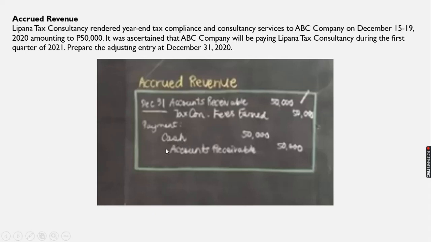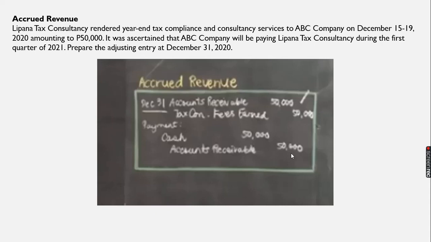Syempre nakatanggap ka na kapag nagbayad siya, nakatanggap ka na ng cash. So ang debit mo na is madadagdagan yung asset mo, which is cash, 'di ba? 50,000, and then babawasan mo na yung accounts receivable mo na 50,000 kasi nagbayad na siya, 'di ba? Mababawasan na yung pautang mo. Okay? Kasi magbabayad na siya pero sa first quarter pa ng 2021.